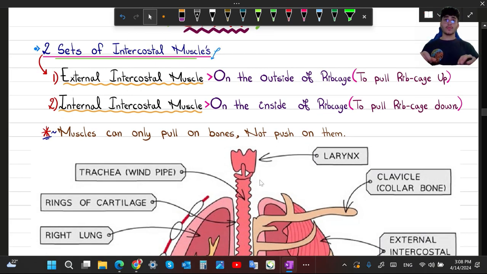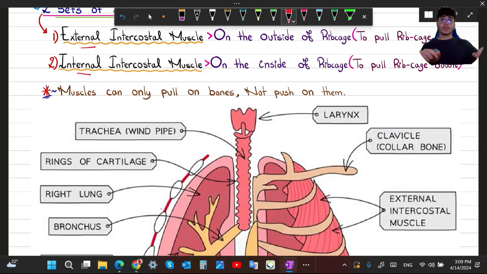Intercostal muscles. We have two sets of intercostal muscles: external intercostal muscles and internal intercostal muscles. The external ones are on the outside of the ribcage, and they pull the ribcage up. The internal ones are on the inside of the ribcage, and they pull the ribcage down.